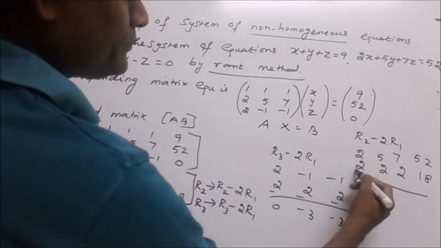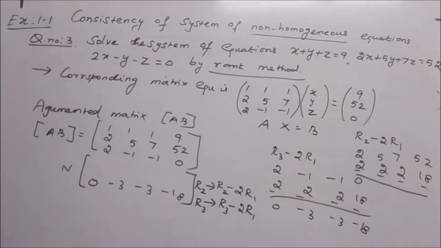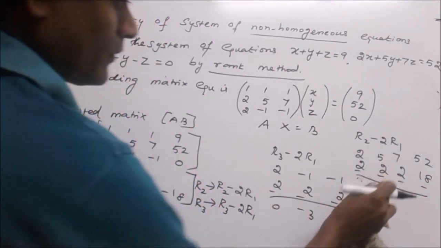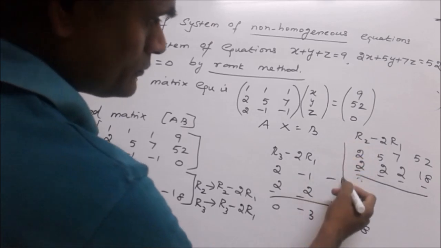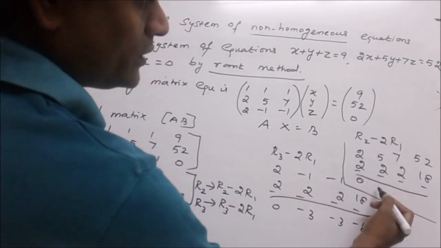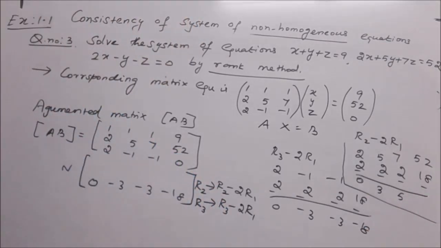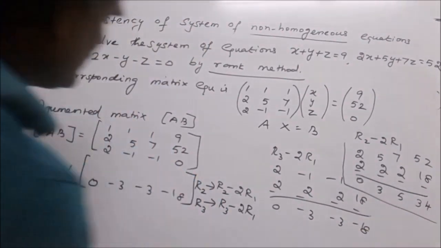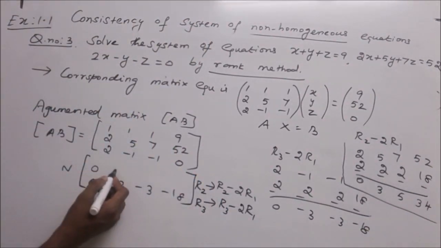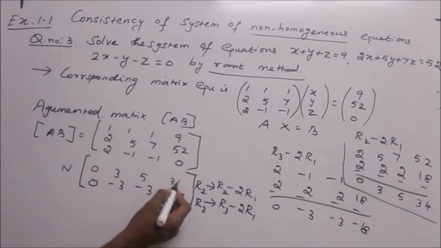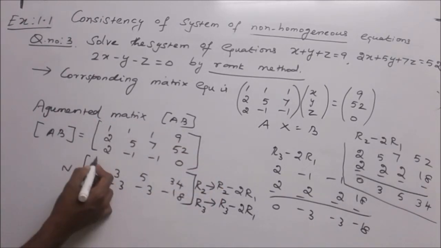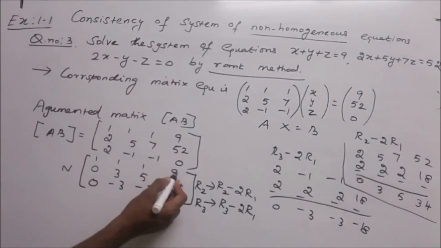Subtract. When we subtract, we will get 0, 3, 5, and 52 minus 18, which is 34. Now write these entries in R2: 0, 3, 5, 34. There is no change in the first row. Keep the same elements in the first row.